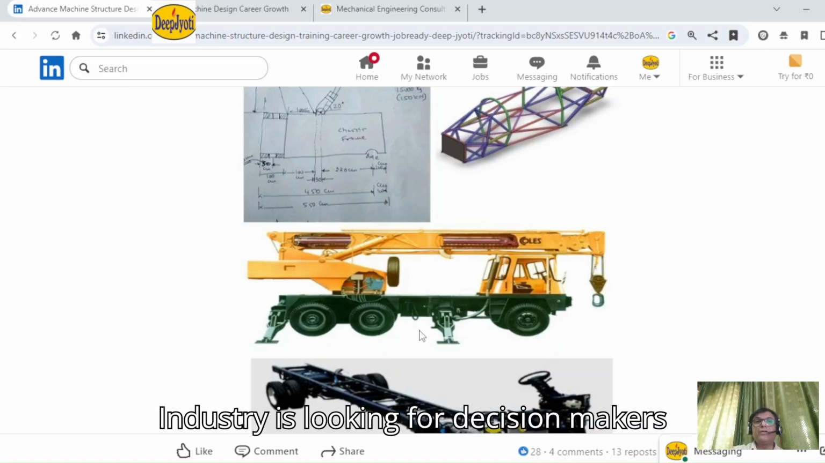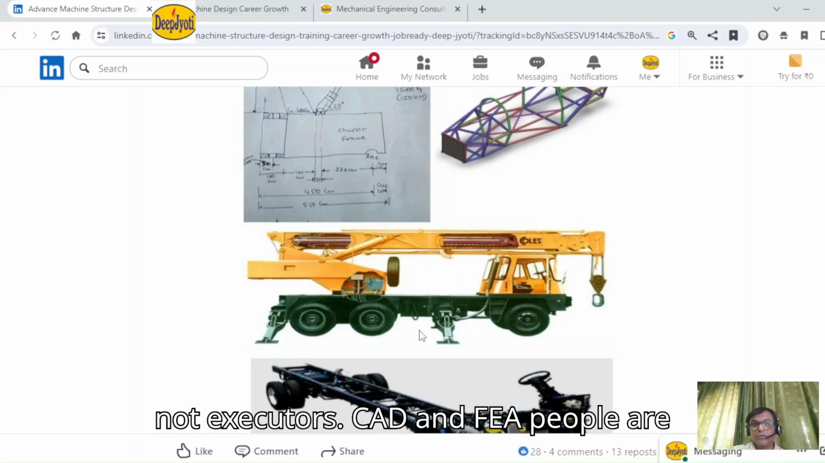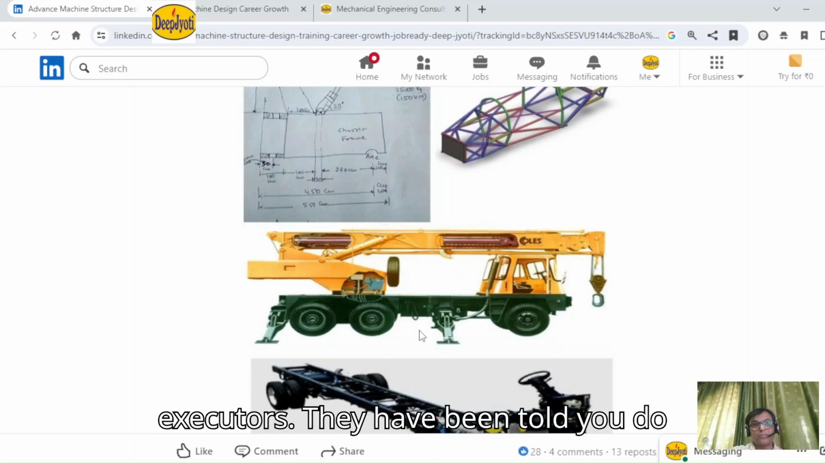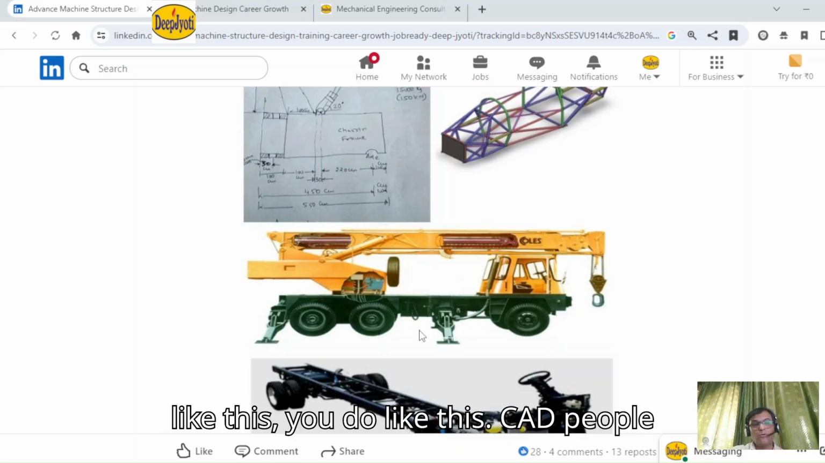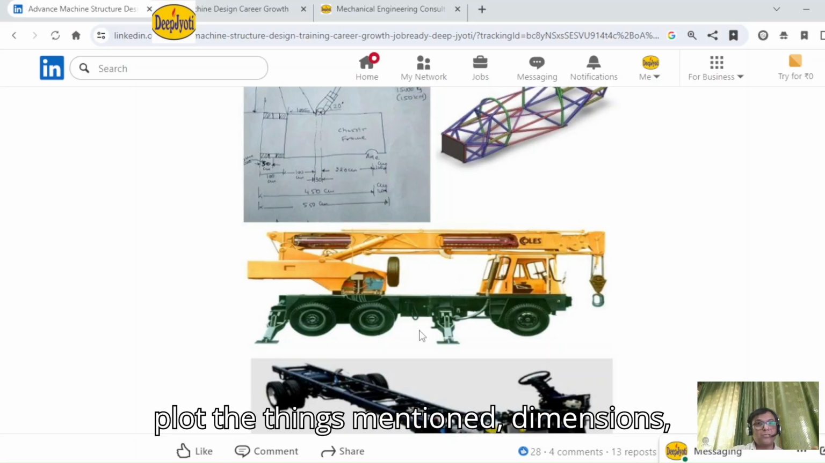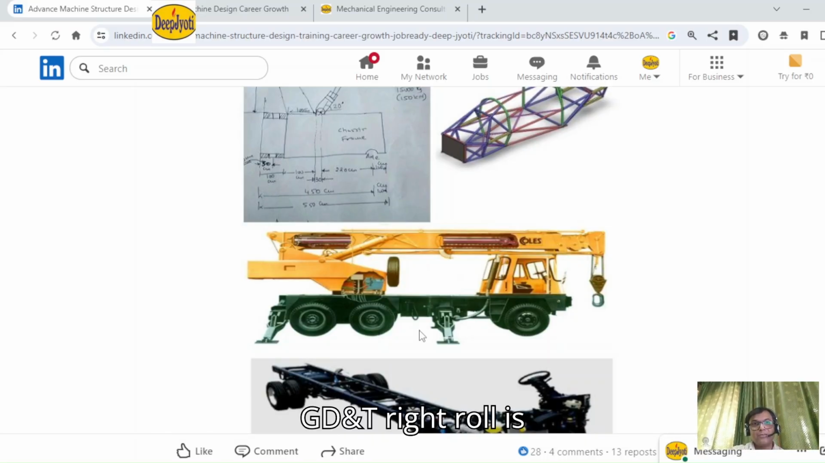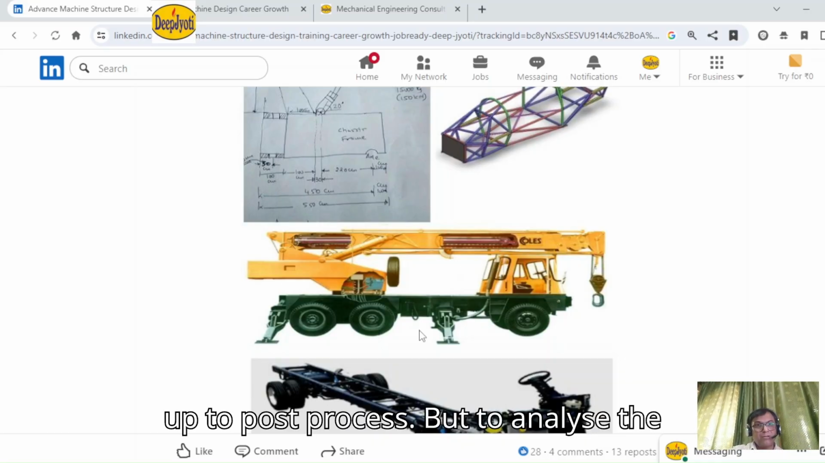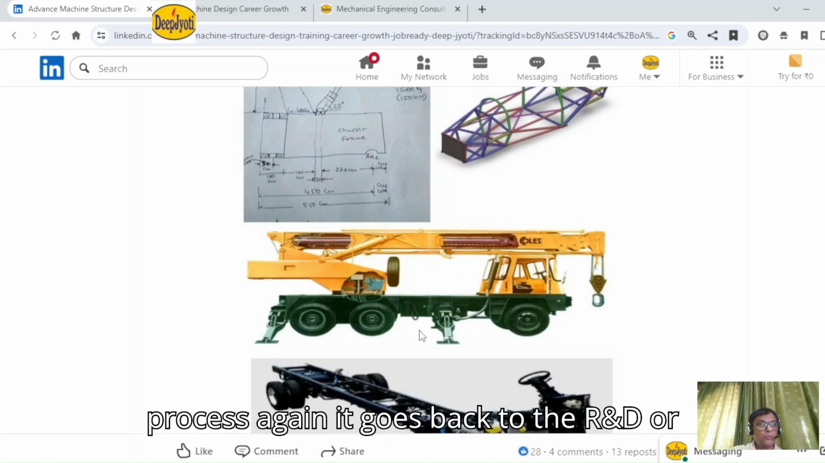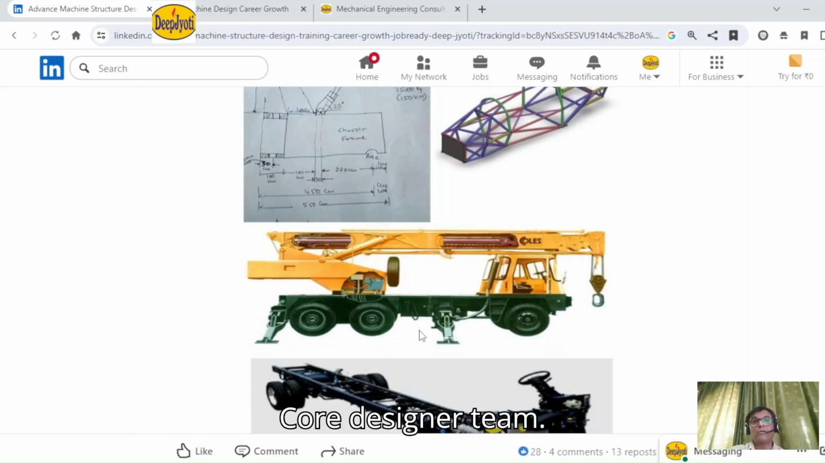Industry is looking for decision makers, not executors. CAD and FEA people are executors. They have been told you do like this, you do like this. CAD people plot the things, mention the dimensions, GD&T, right? Role is over. FEA, they run the model up to post process, but to analyze the post process, again, it goes back to the R&D or core designer team.